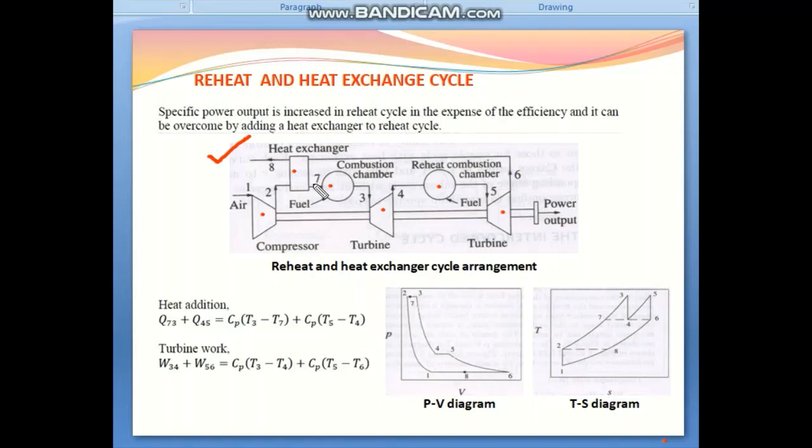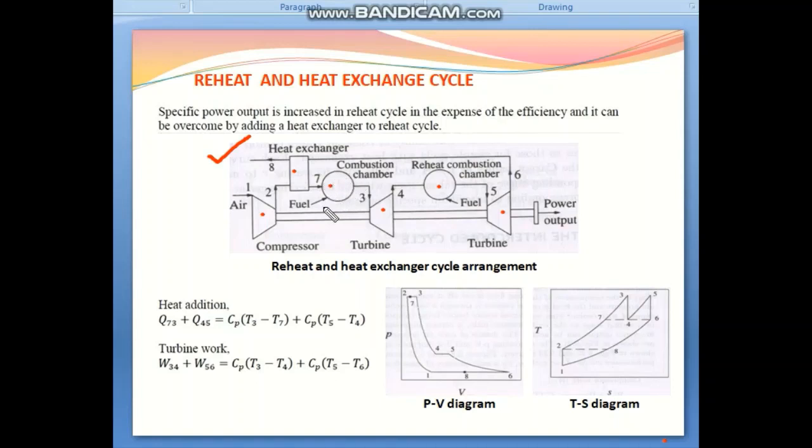Then the air, okay, one thing, this is 2 to 7, it gained some heat. Okay, this is the 2 to 7 process, a constant pressure process. 2 to 7 gained some heat from the combustion product. Then after the point 7, it enters the combustion chamber.